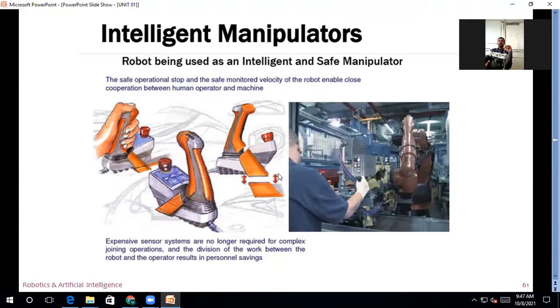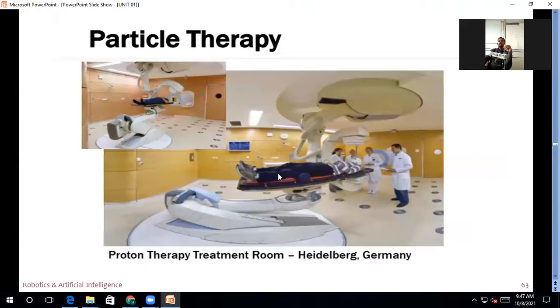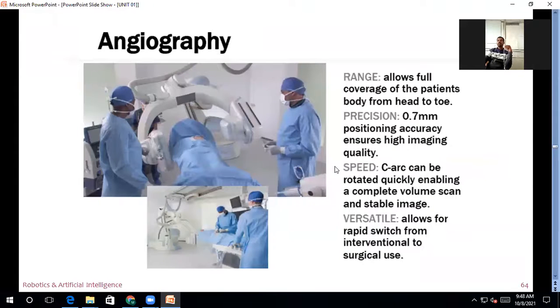These are some manipulators we can manually handle also, these robots. Next we have seen some examples like safety medical application where we can use these robots, like for surgery purpose, radiation surgery purpose also. Okay, we can use these robots. Next radiation therapy. Actually these radiations are dangerous to humans. Okay, for that we can use the robots. Next angiography. This is the example of angiography, in that we can use the robots. Okay, while doing the angiography.